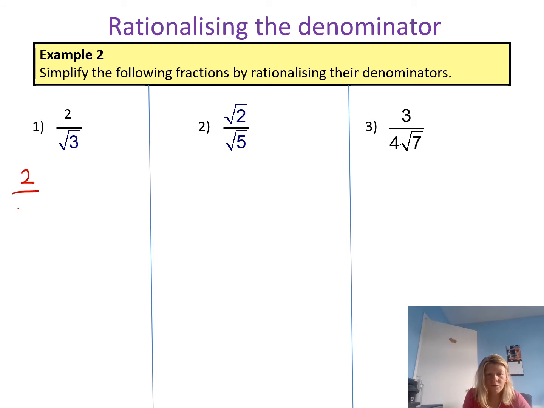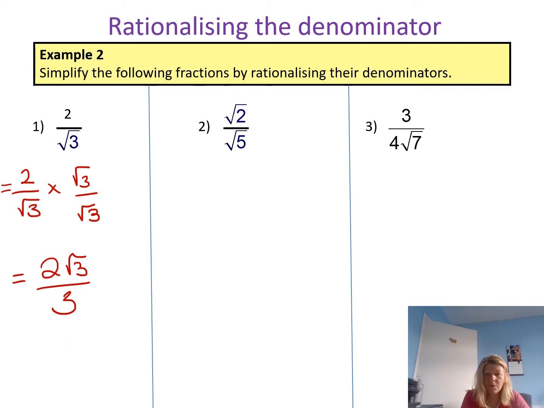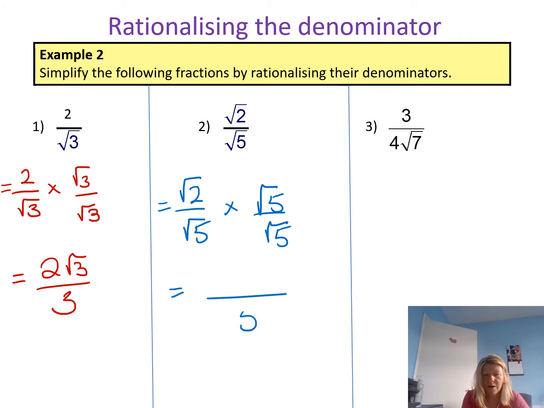So hopefully you did 2 root 3 times root 3 over root 3, and you end up with 2 root 3 over 3. The next one, we should put some equals in there, shouldn't we? The next one, hopefully you did root 2 over root 5 times root 5 over root 5. That gets rid of the denominator on the bottom because you just get 5. Rooting these together, we've hopefully got root 10. Left it there. Next one.